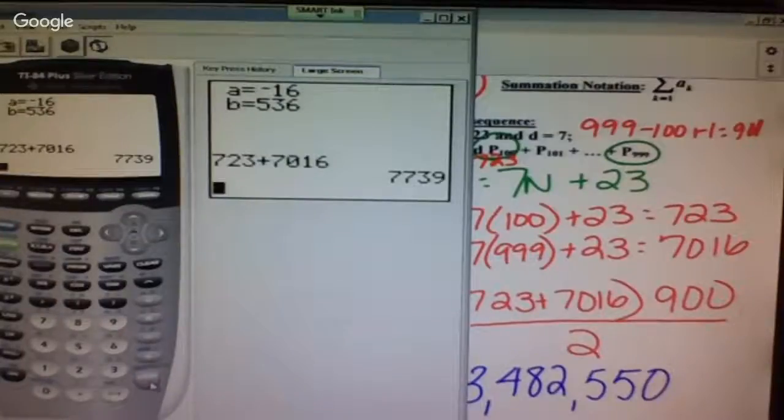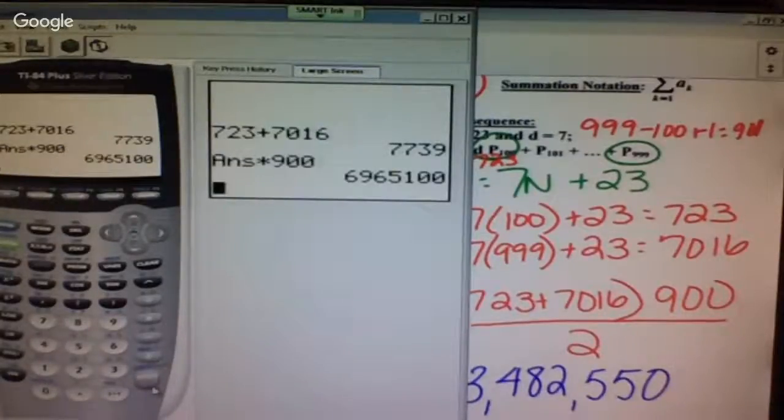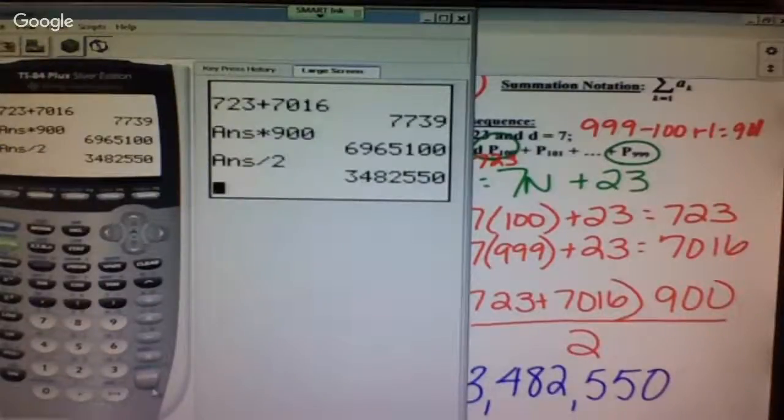Okay. Then we multiply that by, what was our number? 900? I divided mine first. That's fine. It works either way, because multiplication and division happen at the same time. So you can multiply that by 900 and then divide by 2.